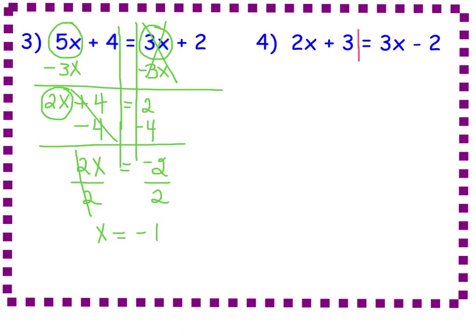Okay, number 4, here we go. We have on the left side 2x, and on the right side 3x. If I pick the smaller of the two, that means that I'm going to be doing the 2x and getting rid of that on the left side.